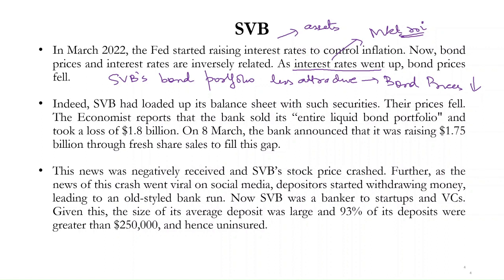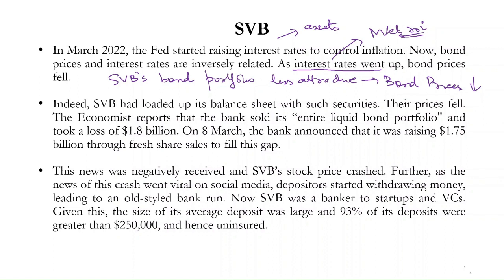So the bank actually sold its entire liquid bond portfolio and took a loss of $1.8 billion. Why did it take a loss? Because the demand for those bonds that it was holding was less, right? So on 8th March, the bank announced that it was raising $1.75 billion through fresh share sales to fill this gap. This news was negatively received. A bank selling its bond portfolio at a loss of $1.8 billion was negatively received, and hence its stock price crashed.